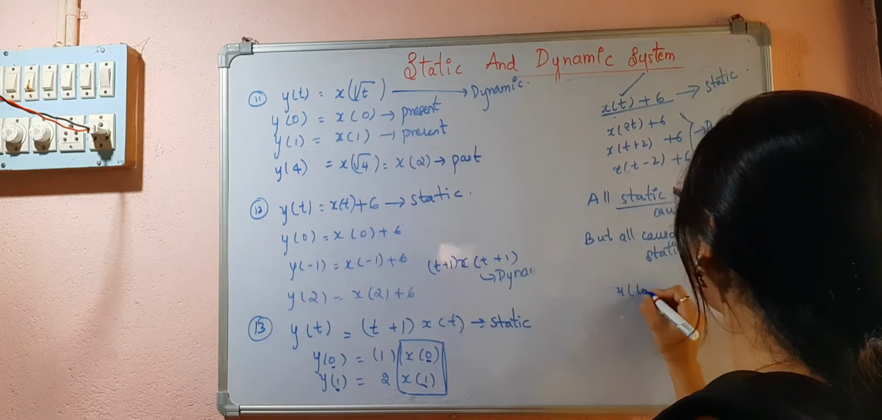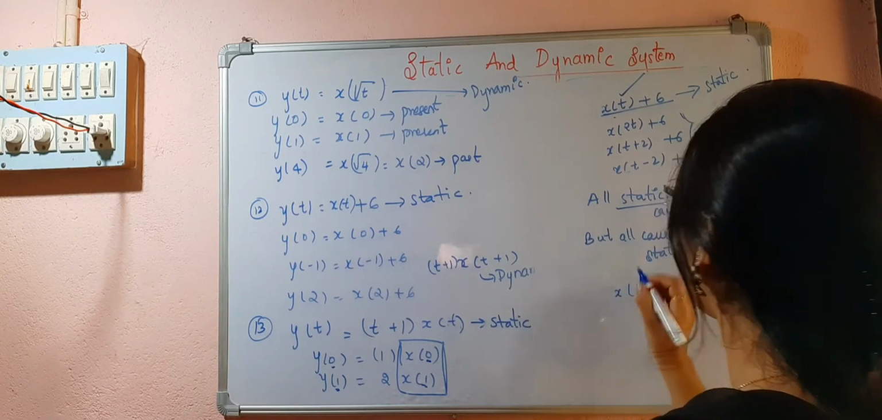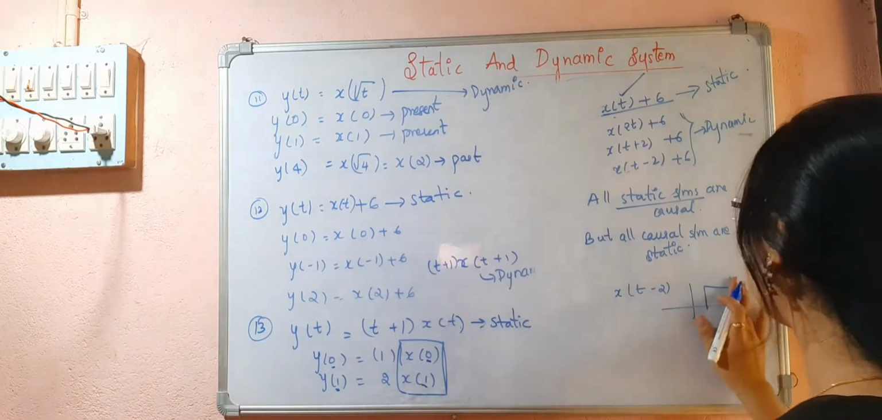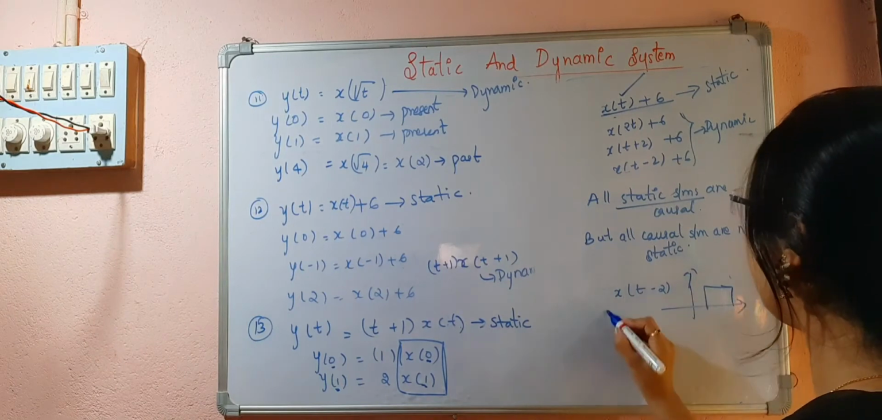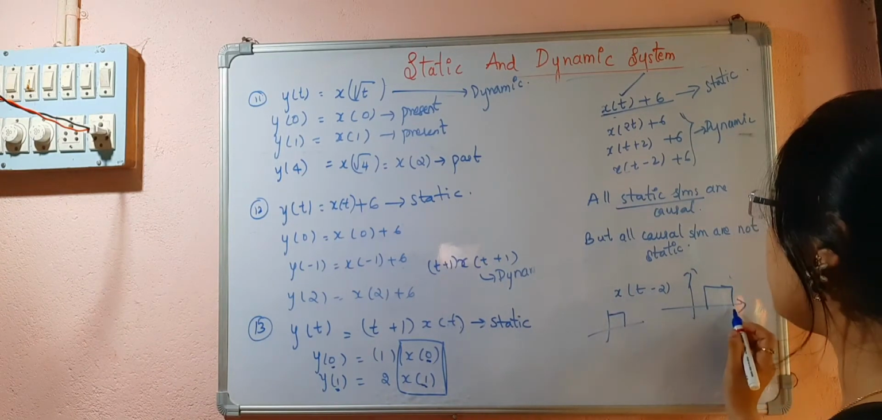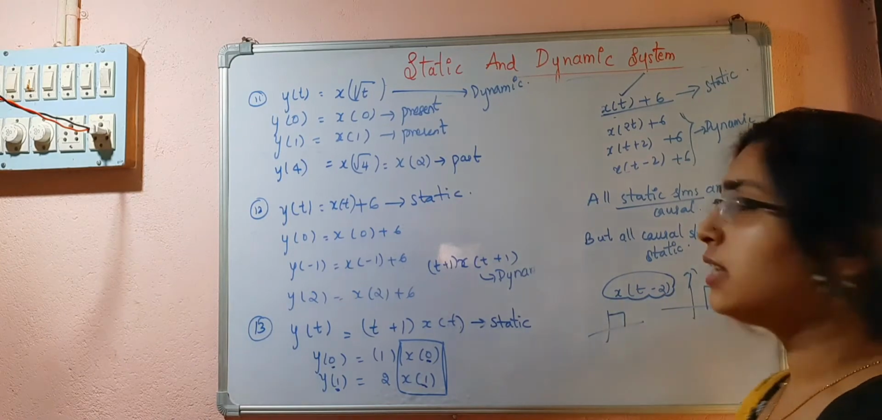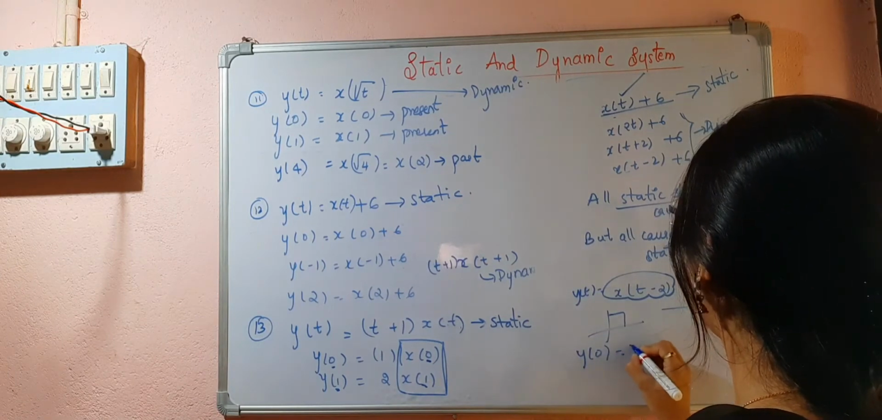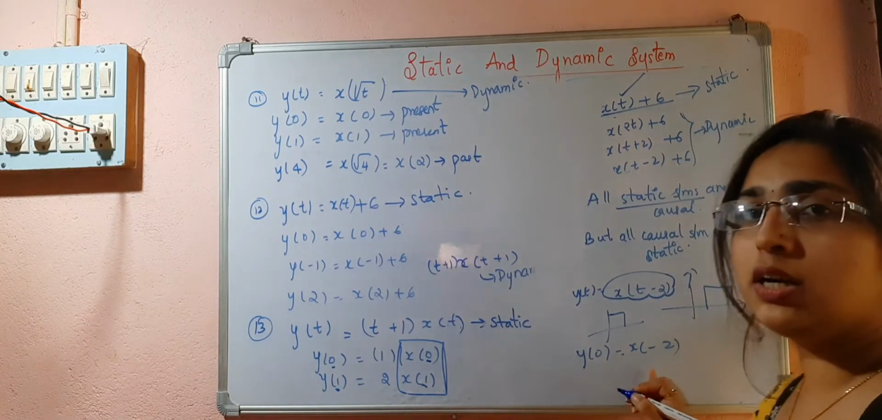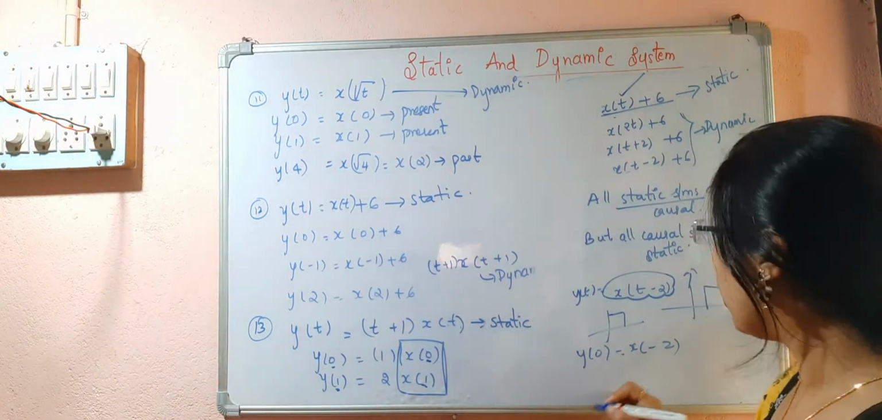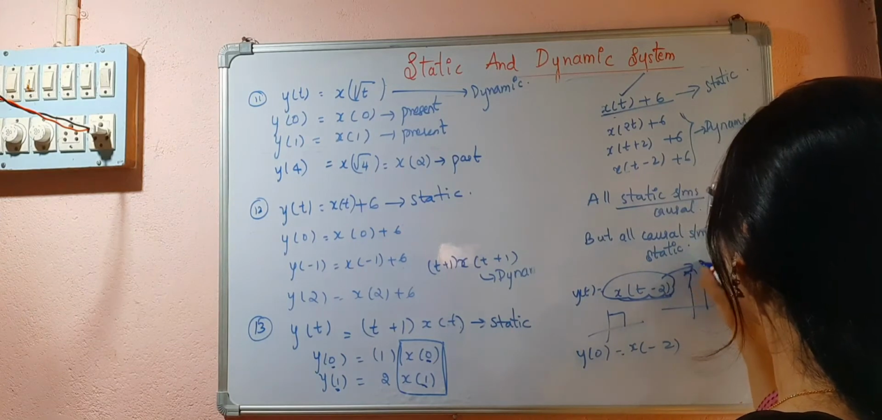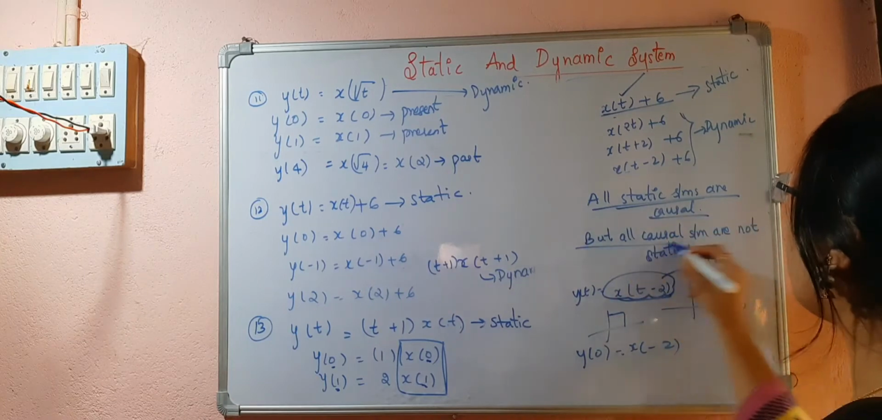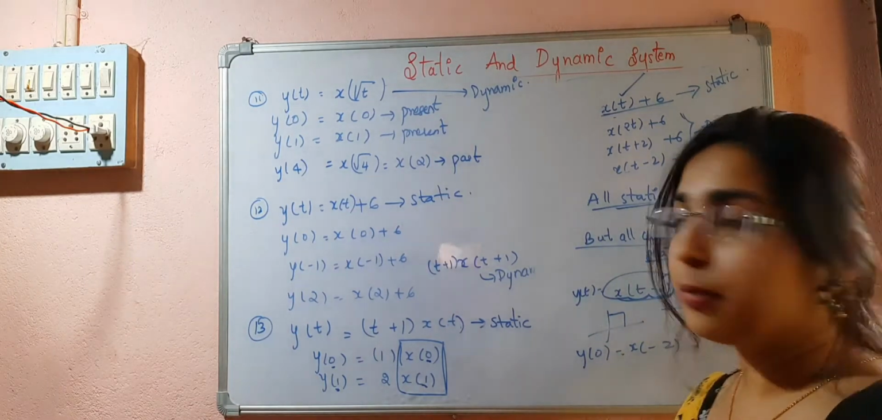Why? Because if I consider x of t minus 2, what happens? It will be shifted towards the right by 2 units. If you have a signal like this, this is x of t, but after shifting it becomes this one. Here y of t is equal to x of t minus 2, so y of 0 is equal to x of minus 2. It is depending upon the past values of the input. So this became your dynamic system, but this is a causal system. So all static systems are causal, but all causal systems are not static.